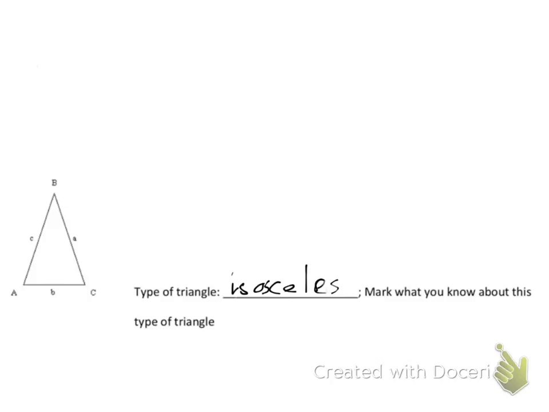2 sides are the same, so we put tick marks on there, and 2 angles that are opposite those sides. What do I mean? That means that this side corresponds or opens from this angle. And since these sides are the same, the angles that correspond to those sides are also congruent. Very nice.